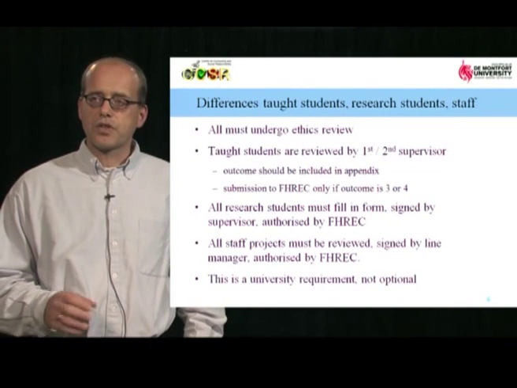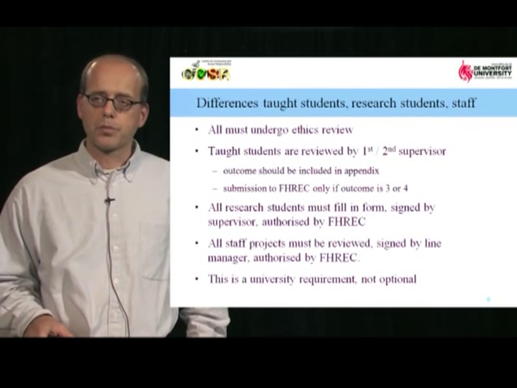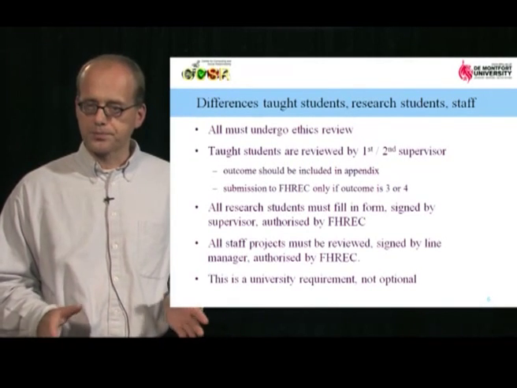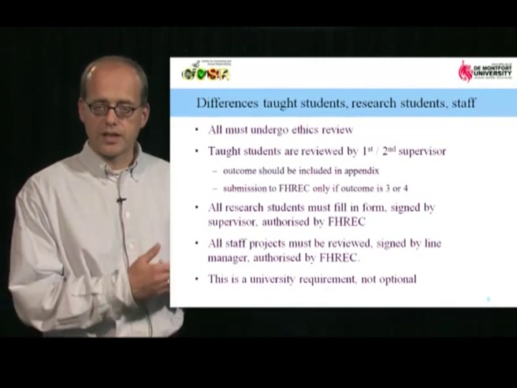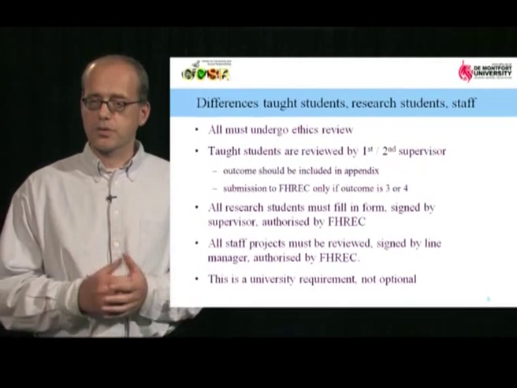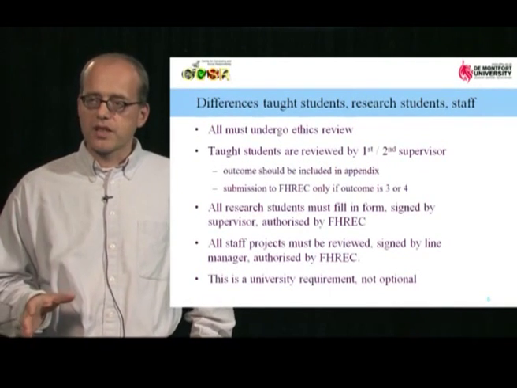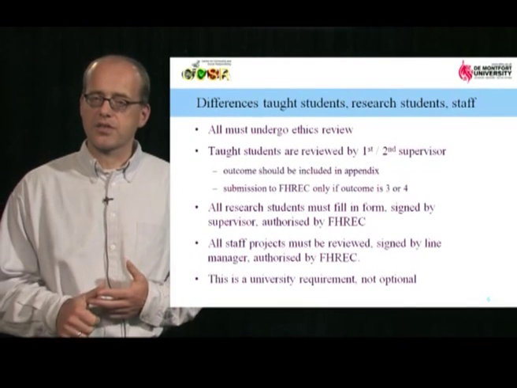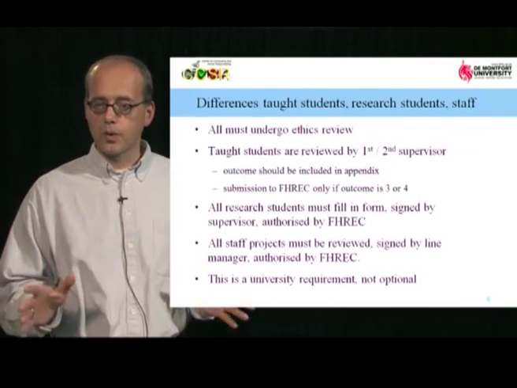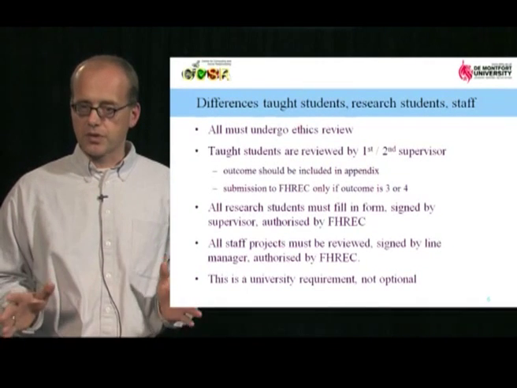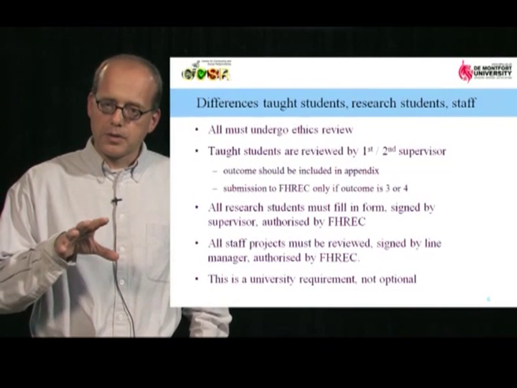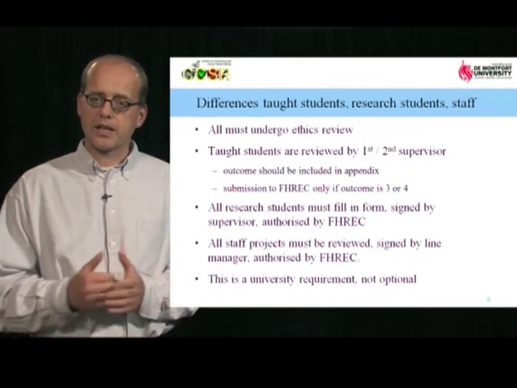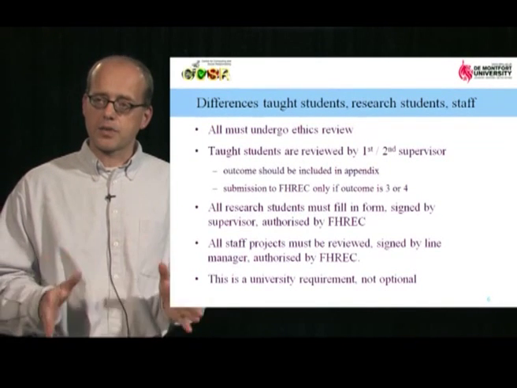The different types of researchers in DMU have slightly different pathways, as I've already indicated. Everybody has to do the first step, so everybody has to fill in the form. Then for taught students, so that's final year undergraduates normally, or master's students, it's the first and the second supervisor of the particular project that do the ethics review. If they are satisfied that the outcome is a 1 or 2, so that's either no ethical issues or minor ethical issues which have been resolved, then the project coordinator collects the data about this. The form goes into the appendix of the dissertation, and that's where it stops.